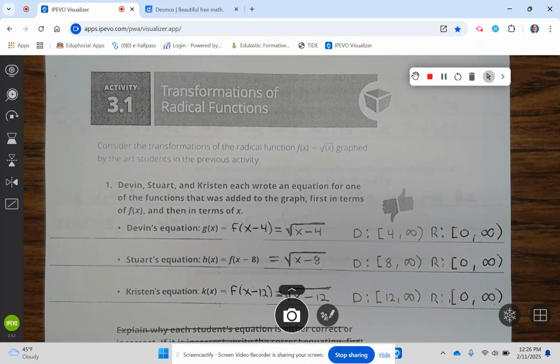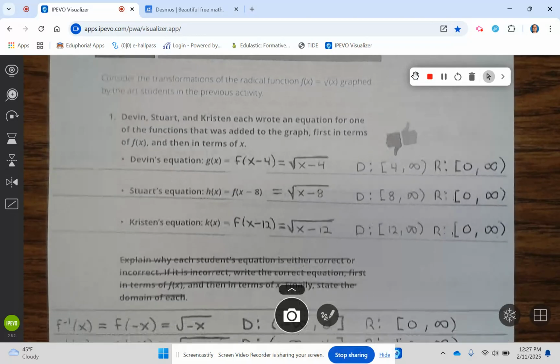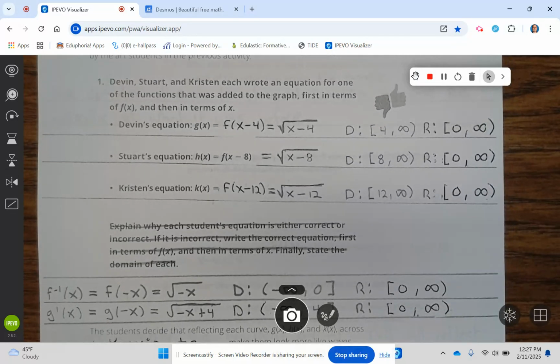3.1 Transformations of radical functions. Consider the transformations of radical functions f of x equals square root of x graphed by the art students in the previous activity. Devin, Stuart, and Kristen each wrote an equation for one of the functions that were added to the graph, first in terms of f of x and then in terms of x.